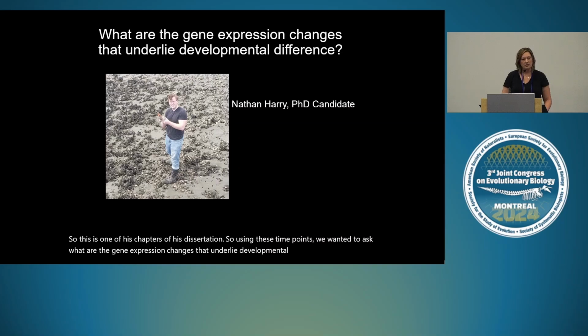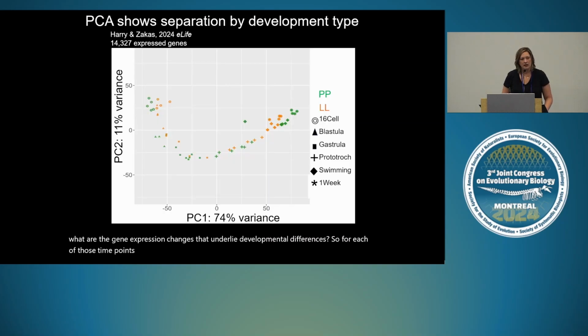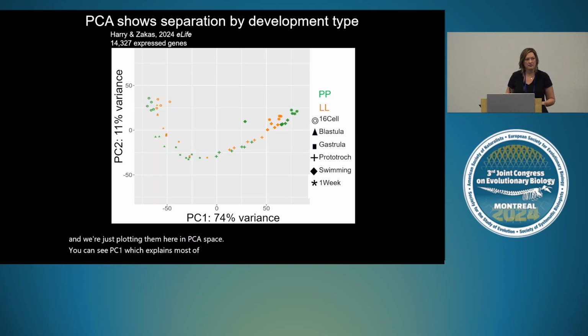So for each of those time points, we sequenced 5 or 6 replicas of each type at each time and did bulk RNA-seq. We see that there are over 14,000 genes that are expressed during development, and we're just plotting them here in PCA space. You can see PC1, which explains most of the variation, is developmental time, going from 16 cell up to 1 week. And then the samples cluster together fairly nicely, which is always encouraging.